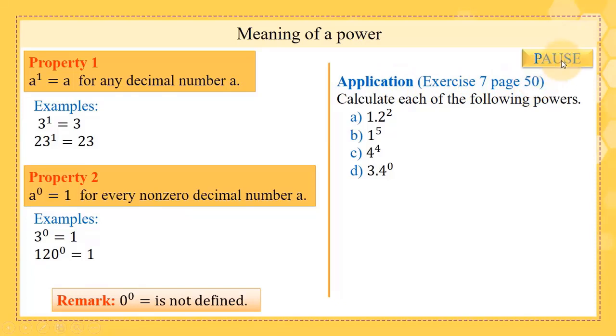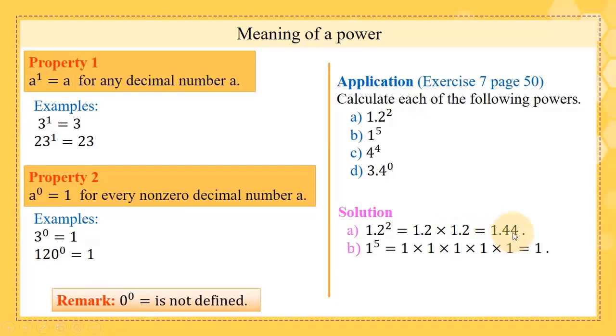Solve as an application, exercise 7, page 50. Please pause the video to solve. Solution. 1.2 exponent 2 is equal to 1.2 multiplied by 1.2 equals 1.44. 1 exponent 5 equals 1 multiplied by itself 5 times equals 1. 4 exponent 4 equals 4 multiplied by itself 4 times equal to 256. 3.4 exponent 0 equals 1.